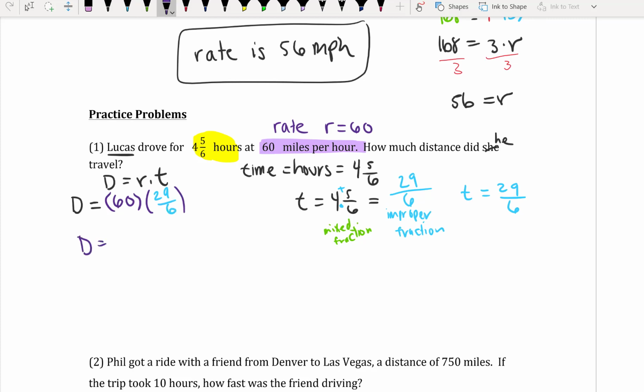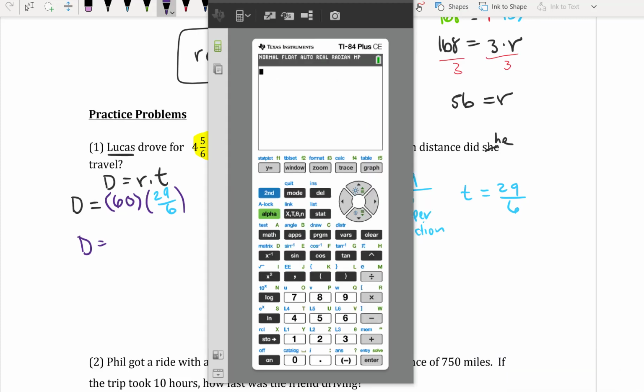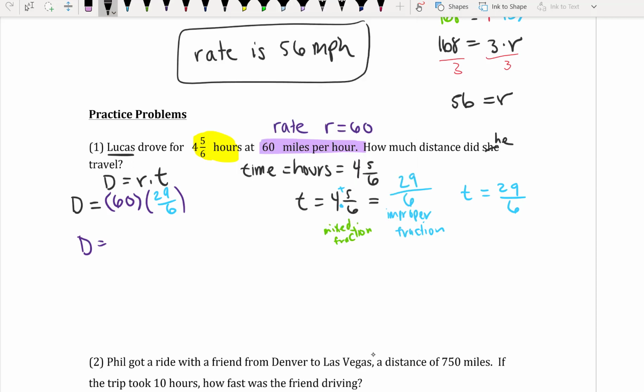And if I bring up my calculator, I'm going to have 60, and I'm multiplying it by that fraction, so alpha y equals on the TI-84 Plus calculator, and my numerator is 29, and the denominator is 6. And I end up getting 290. So I know that the distance that he's going to travel is 290 miles.